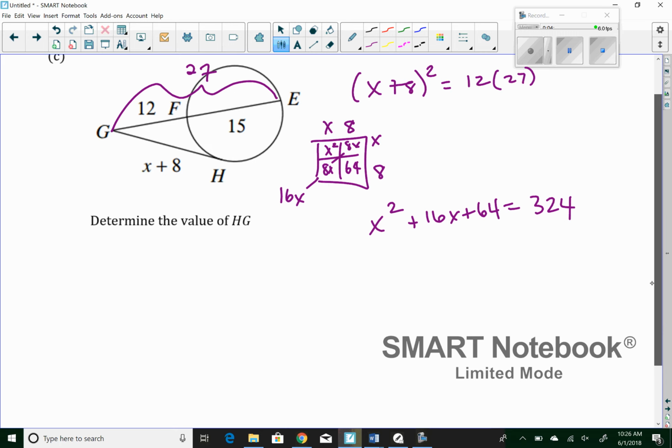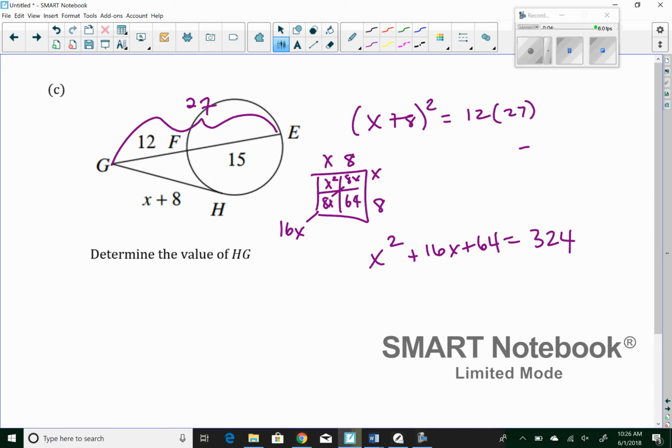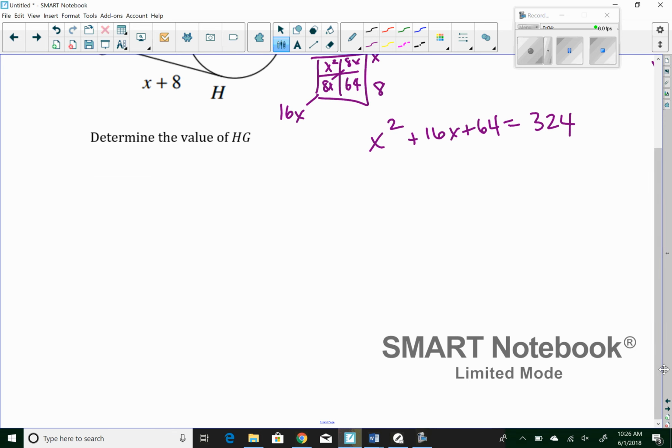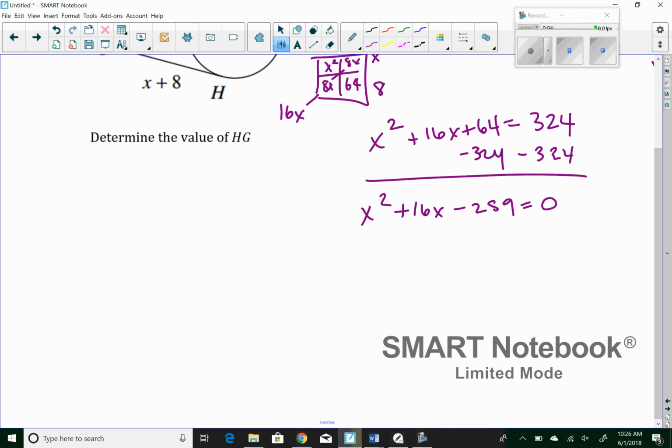Again, I see the same situation, so I want to get 0. That's the important part here. So I'm going to subtract 324 from both sides. So I have x squared plus 16x, and then I get negative 259. Now, to solve the rest of this, we have to, again, try and factor. Sorry, I had a mistake there. It's actually 260, not 259.